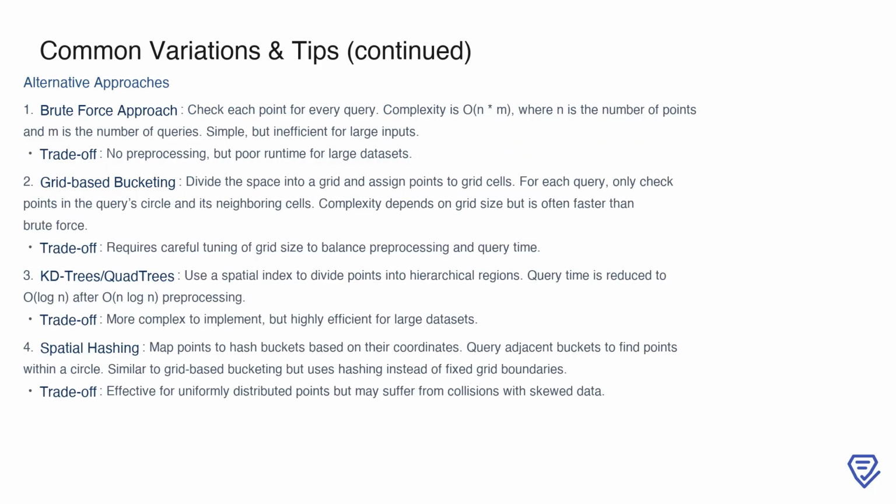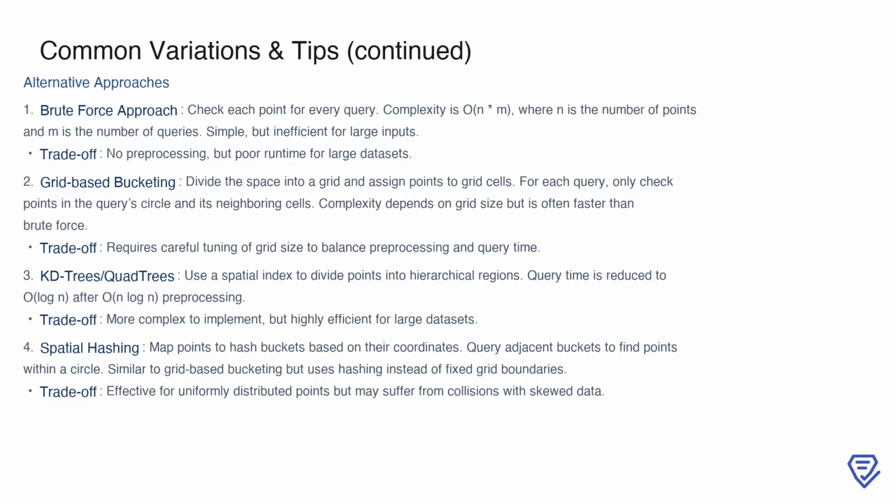Finally, let's review some alternative approaches to solving this problem. The brute force approach involves checking every point against every query, with a complexity of O(n * m). This method is straightforward and requires no pre-processing, but it's highly inefficient for large datasets. A more efficient option is grid-based bucketing, where the space is divided into a grid and points are assigned to specific cells. For each query, you only check points within the circle and its neighboring cells. While this can be faster, tuning the grid size is critical to balance pre-processing and query time.